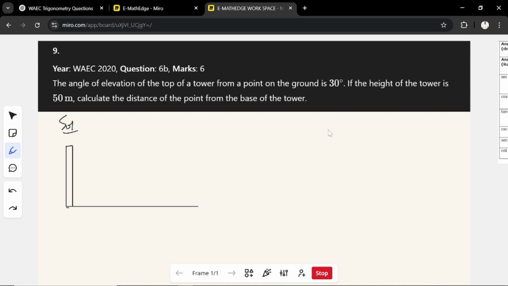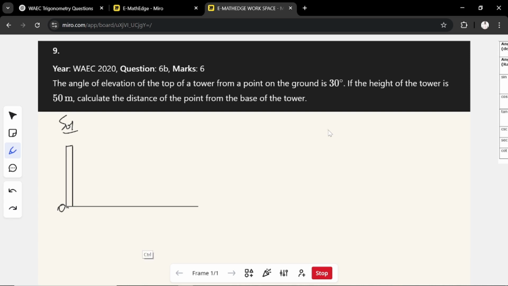The angle of elevation is usually upward. The observer is here looking upward to the object which is at the top. That is angle of elevation. While angle of depression is when you have the observer at the point of the horizontal level looking downward to an object which is below the horizontal level. That is angle of depression. So take note of the difference.